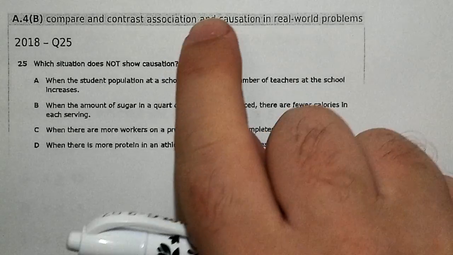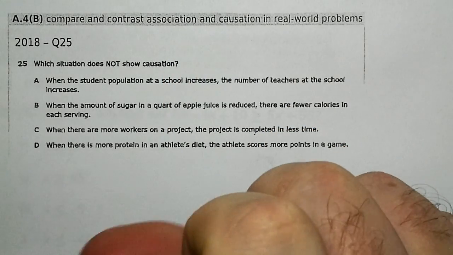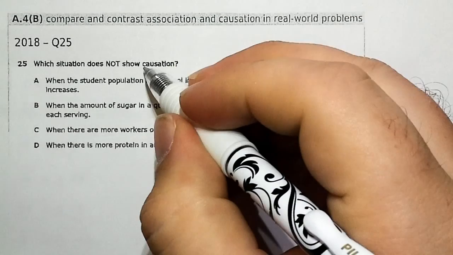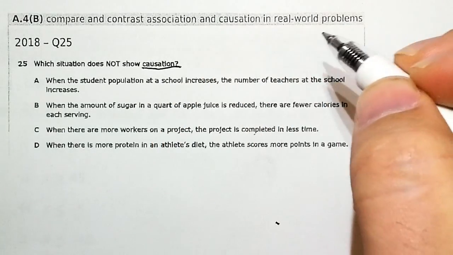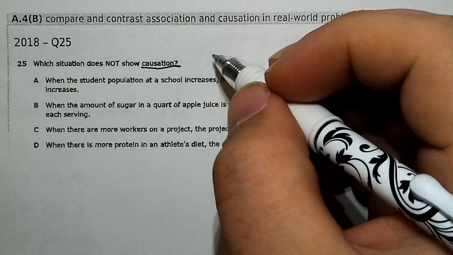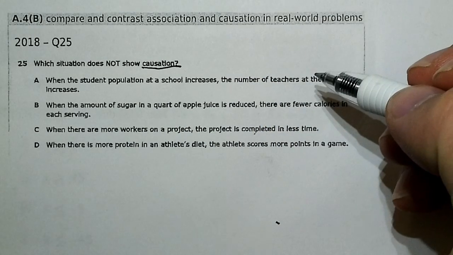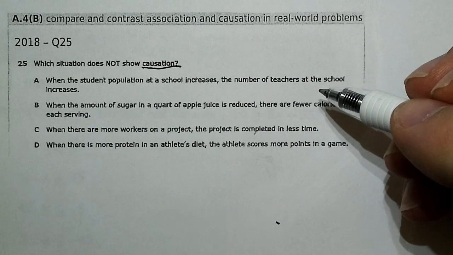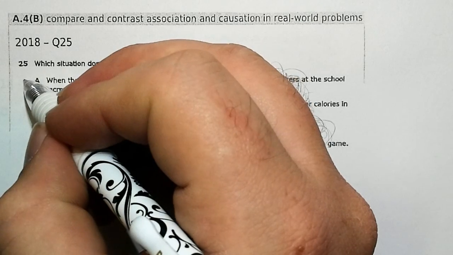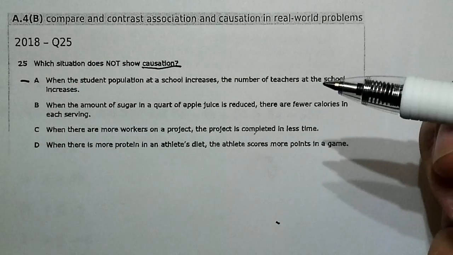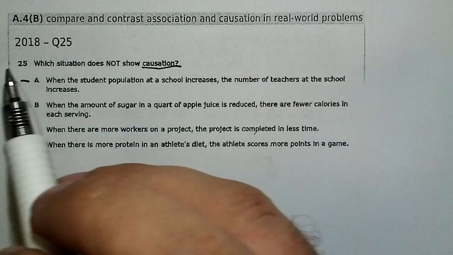Now, it says, compare and contrast causation and association. What does not show causation? Cause is, think cause and effect. When a student population increases, the number of teachers at the school increases. You know, maybe. Sometimes when you get more students, you get more teachers, but it's not necessarily correct.